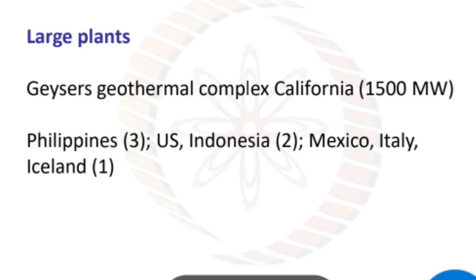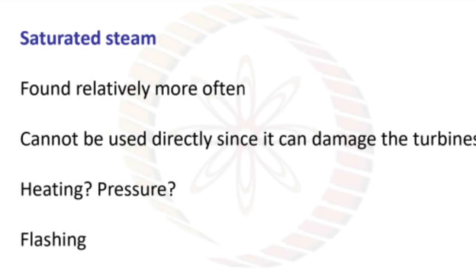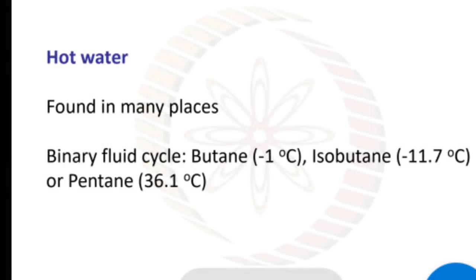Now, superheated steam is rare to find, and runner turbines should be corrosion resistant, followed by a condenser to replenish the water. Saturated steam, found relatively more often, cannot be used directly since it can damage the turbines: heating, pressure, flashing. Hot water is found in many places. Binary fluid cycle: butane minus 1 degree Celsius, isobutane minus 11.7 degree Celsius, or pentane 36.1 degree Celsius.